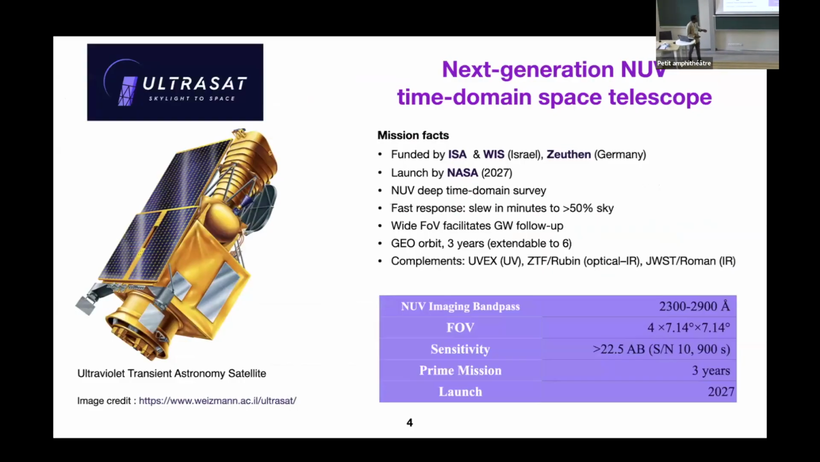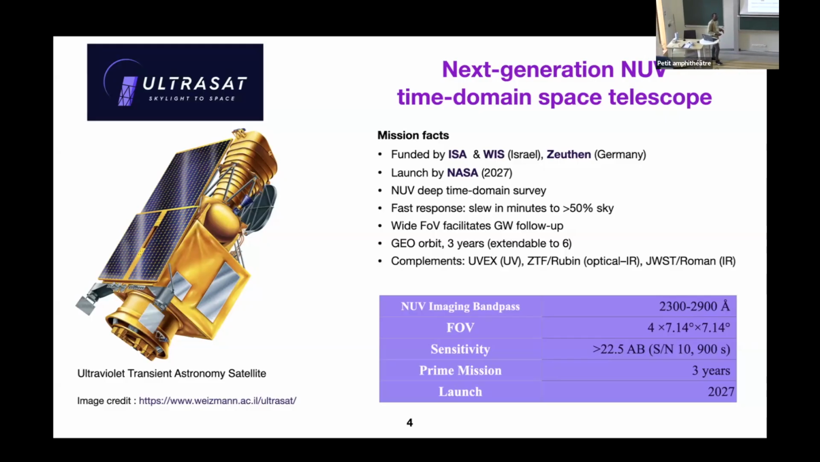Ultrasat, the Ultraviolet Transient Astronomy Satellite, is an Israeli mission planned to be launched by NASA in 2027 and should observe the sky in the near UV. Its field of view is about 204 square degrees. The main mission will last 3 years, but can be extended to 6.